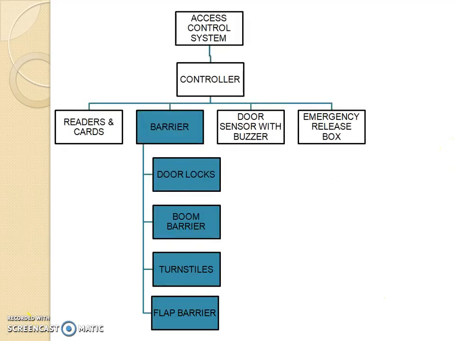I'm going to explain various systems. In various systems, we have door locks, boom barrier, turnstile, and flap barrier. If you look at all of them, door locks are primarily for controlling the people, whereas the boom barrier is used to prevent the unauthorized entry and exit of vehicles. Whereas turnstiles and flap barriers are devices installed to regulate the movement of people.